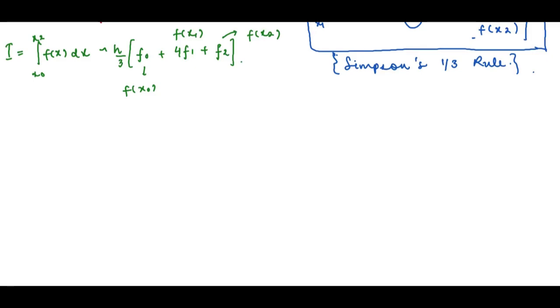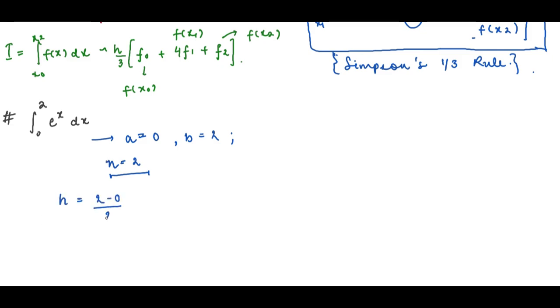Now we have a quick question, where we need to evaluate approximately the integral from 0 to 2 of e to the power x dx using Simpson's one-third rule. So we have a equals 0 and b equals 2. For Simpson's one-third rule, we use two subintervals, that means n equals 2. So calculating the value of h as (b minus a) by n, that means (2 minus 0) divided by 2, and that gives you 1.